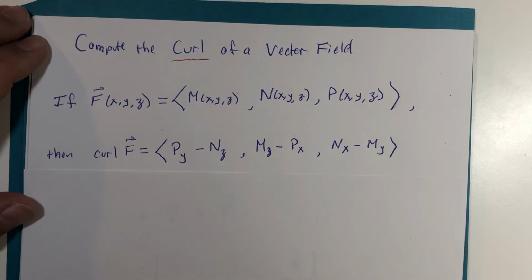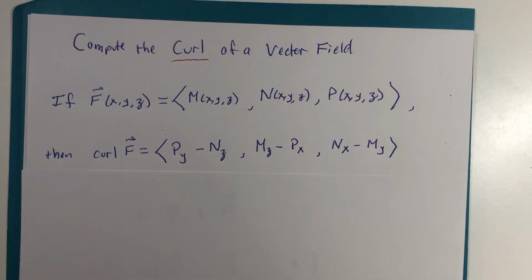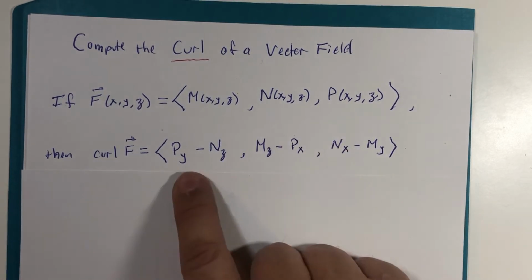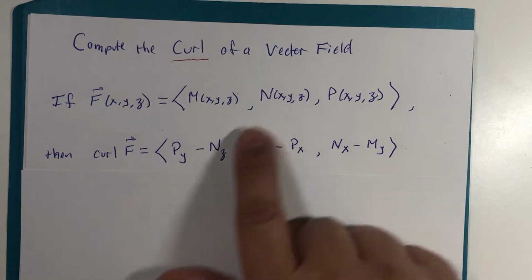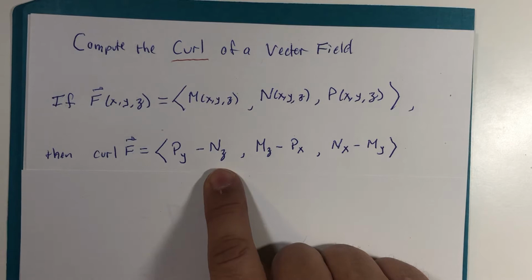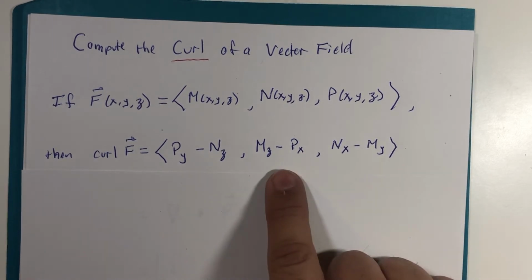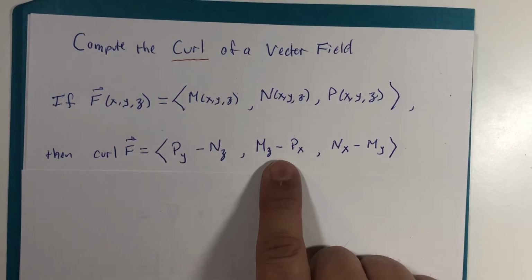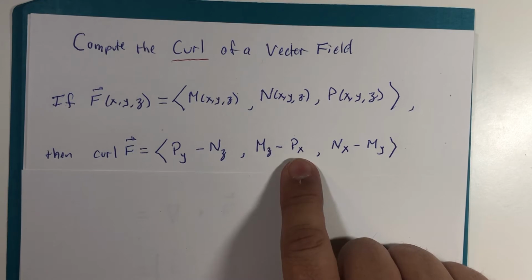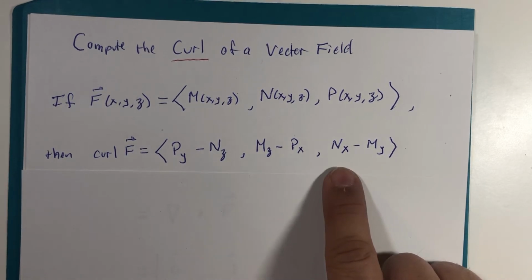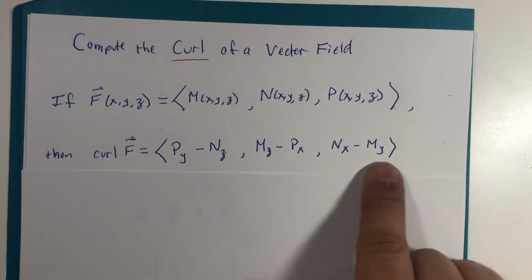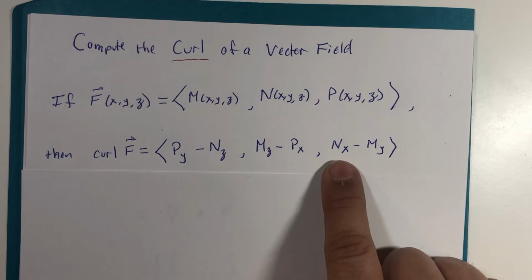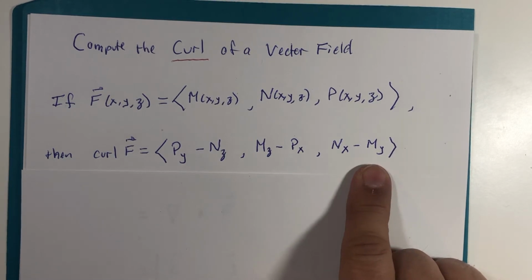The way it's measured through a literal formula is the p component's y partial derivative minus the n component's z partial derivative. And you can see there are 2 other similarly confusing items. M with respect to z minus p with respect to x. And then finally, you can see here, if you only have x and y variables, they end up especially in the z component of our final answer, n with respect to x minus m with respect to y.